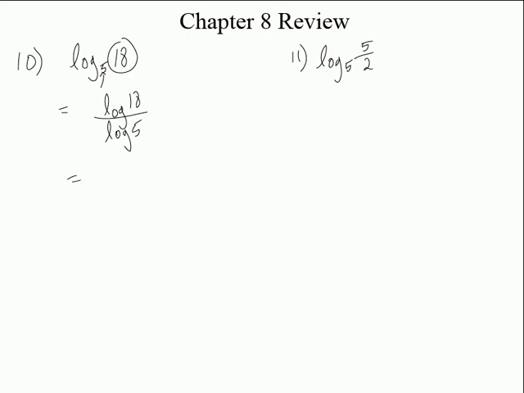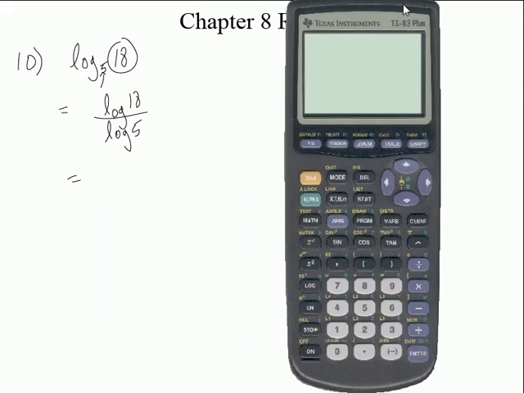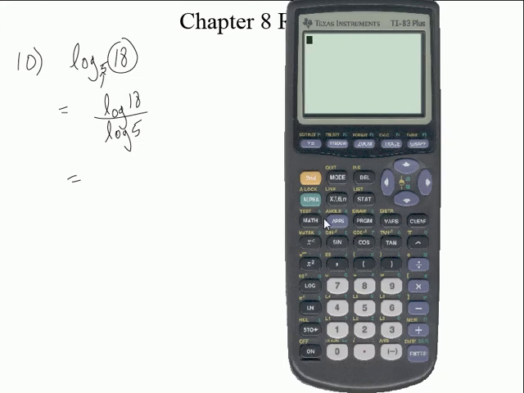Somebody have a calculator on? 1.7959. Okay. Alright, let's just see how to do that real quick here. So log 18, let me use the mouse for that. It's log 18, divided by log 5, and there it is, 1.795.